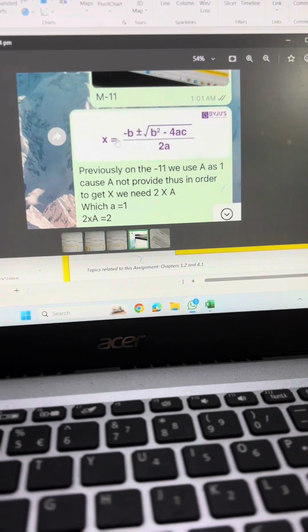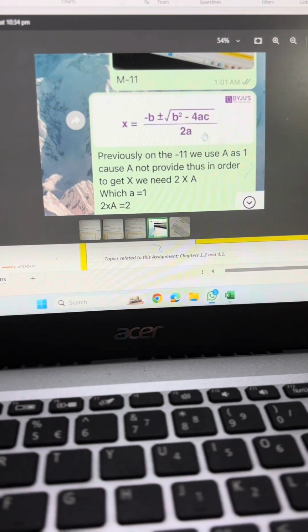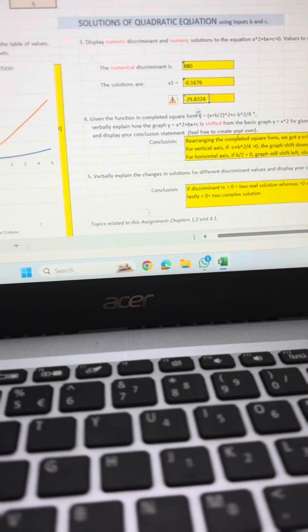This is the solution, because we assume a is 1. And we need to divide by 2. There's a plus and a negative, so one is plus and one is negative.